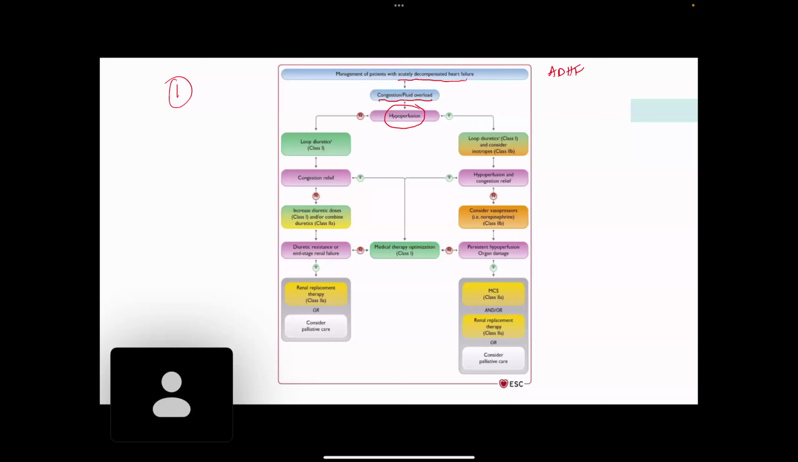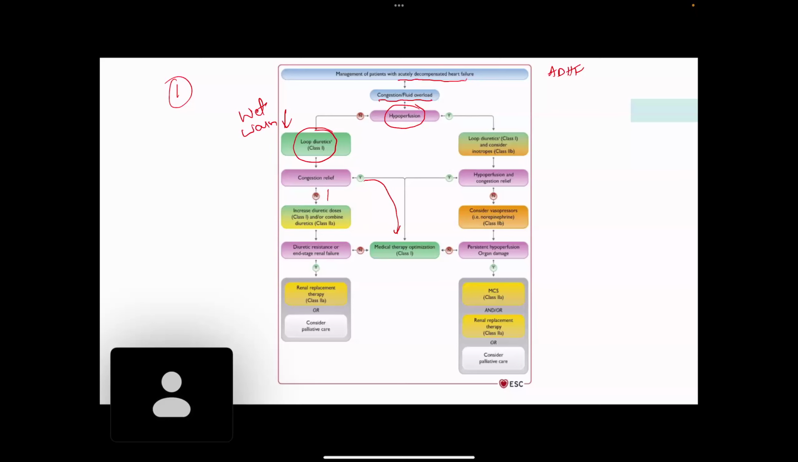Suppose the patient is having normal BP, his extremity is warm. So this will be the wet and warm side. Suppose the patient is having good perfusion, but he's congested. To relieve the congestion, you have to start him on diuretics. And usually we prefer loop diuretics like furosemide. Once the congestion is relieved, then you can start him on other heart failure medications.